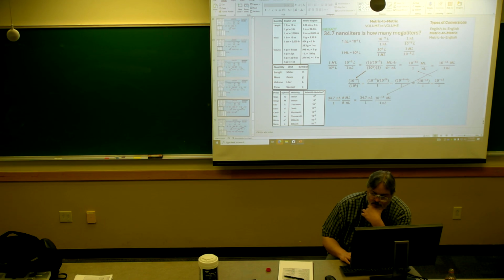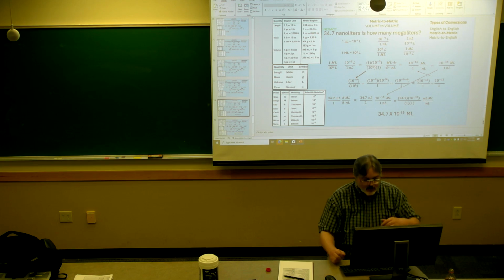So now we can complete this part of the problem. Separate your numerical values, cancel your units. Okay, and in this case, watch this. That 10 to the negative 15 just showed up naturally, and I'm just going to put it in the answer. 34.7 times 10 to the negative 15 megaliters is the answer here. All right.